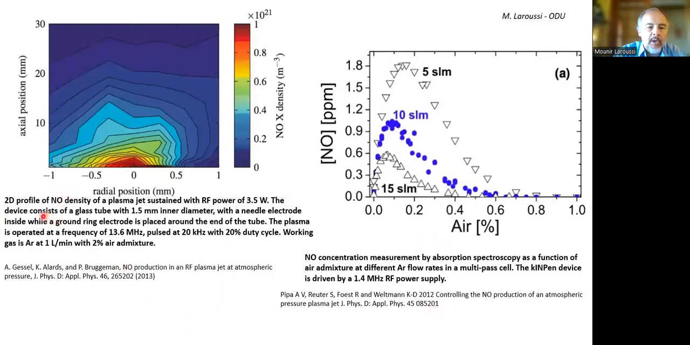This here shows you a profile of the NO density, both along the axial direction and also radially. And to the right, the NO concentration in parts per million as a function of percent of admixture of air into an argon flow. This was done using the kINPen. And here you can see that a certain percentage of admixture will give you the maximum generation of NO.